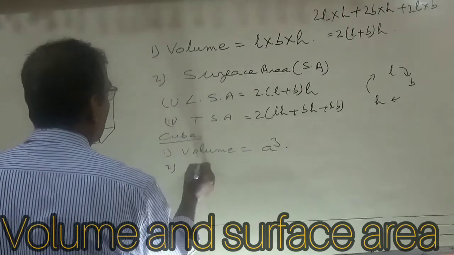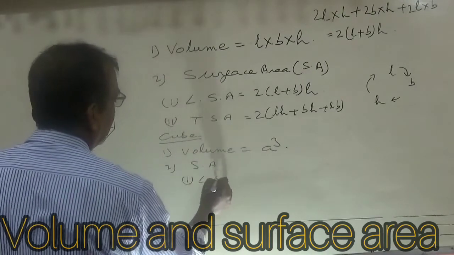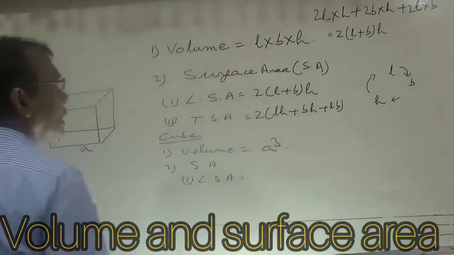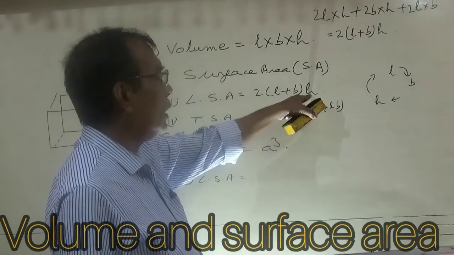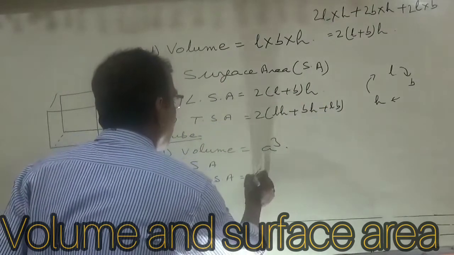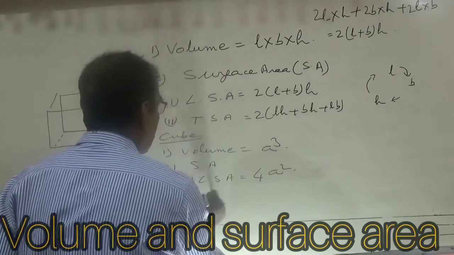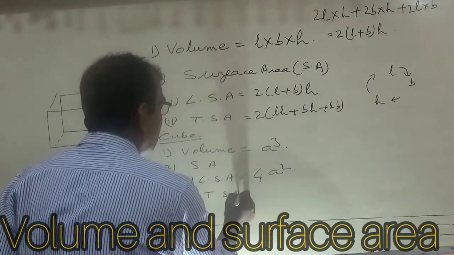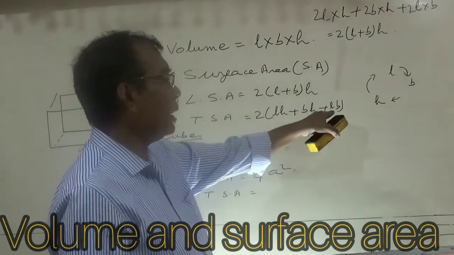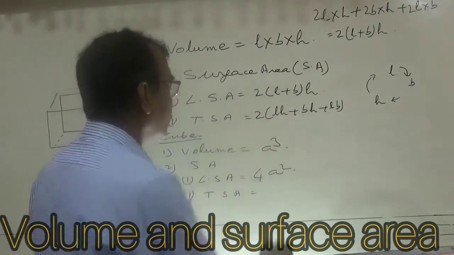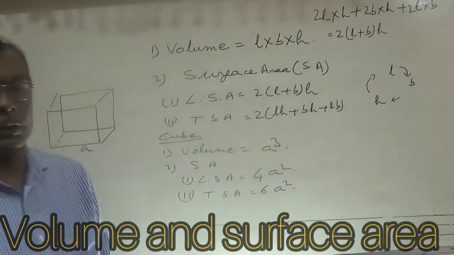Similarly, number 2, surface area, SA. Now number 1, lateral surface area: L plus L, 2L into L, 2L square into 2 is 4L square, or you can say 4A square. Similarly, now try to find out total surface area. Total surface area is equal to L into L, L square, L square, L square, 3L square into 2 is 6L square or 6A square. So these are the 3 formulas.